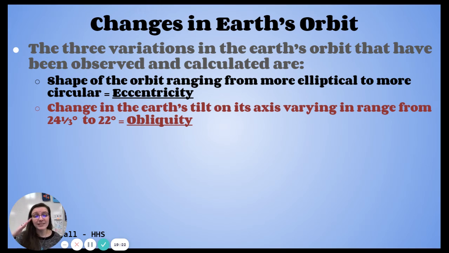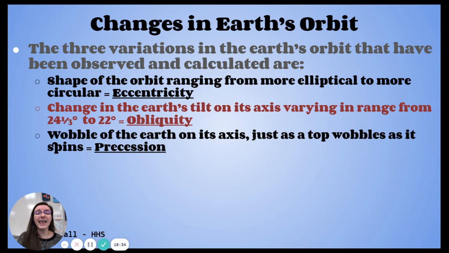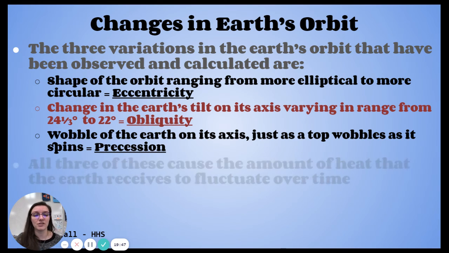The second is how tilted are we? We learn in school that we've got a 23.5 degree tilt on our axis, but that can actually wiggle a little bit, which is called the obliquity. And lastly, Earth, as it revolves on its axis, kind of spins like a top. And so our North Pole points in a different direction sometimes, and that is called precession.